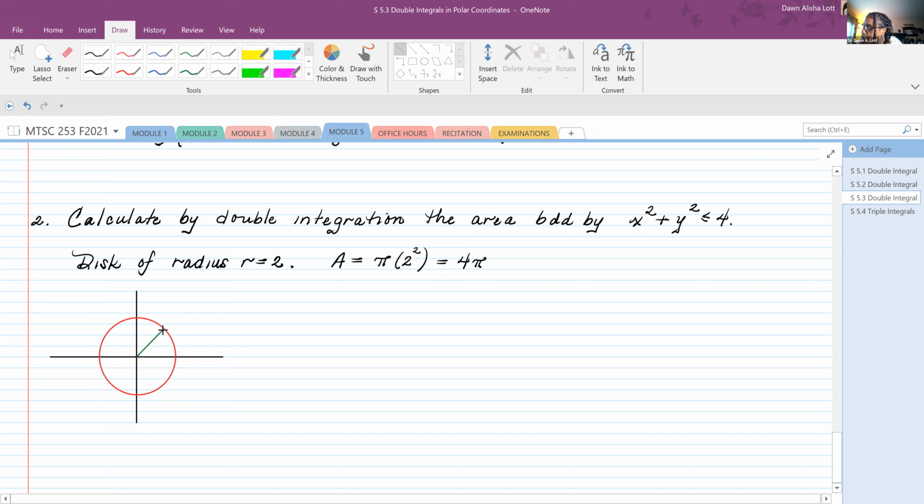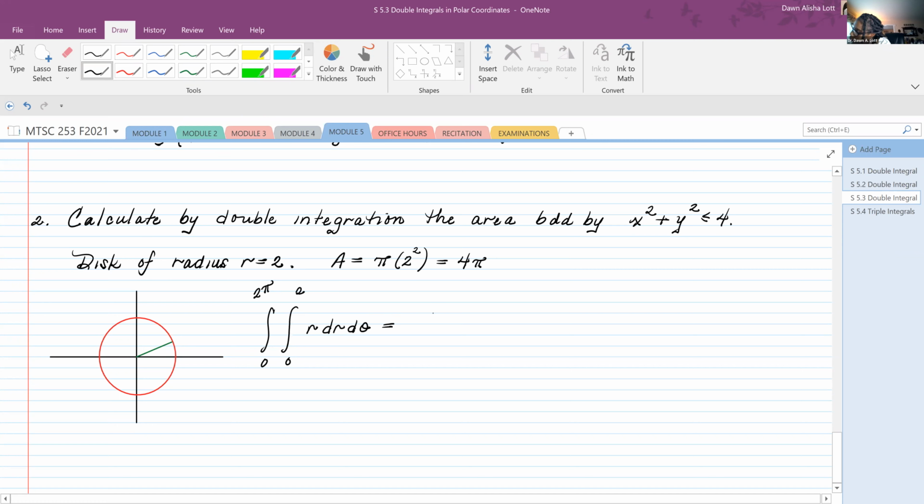So R goes from 0 to 2, and theta goes from 0 to 2 pi. So theta goes from 0 to 2 pi, and R goes from 0 to 2, and then we just get dA, which is R dr d theta.